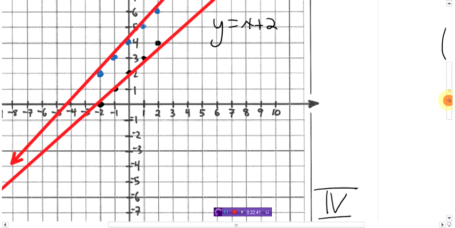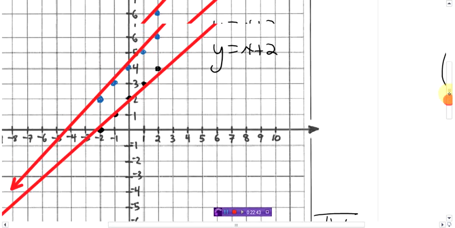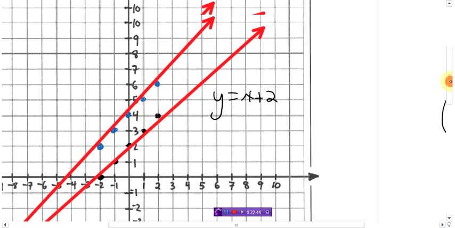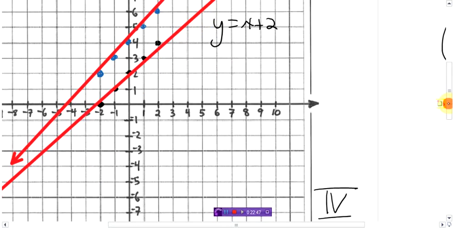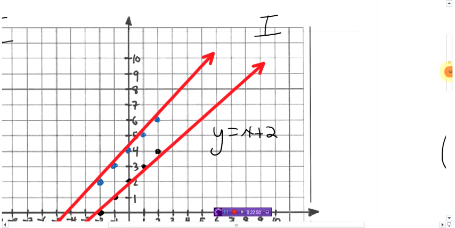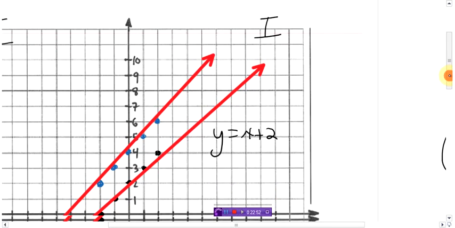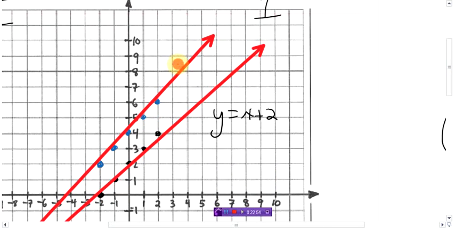Mine doesn't even completely go through the dots, but if I put more care into it, I could have. That's what y equals x plus 4 looks like right there. That line right there. So let's label it. Y equals x plus 4 is like that. Okay. Again, it's not perfect, but yeah, you get the idea.